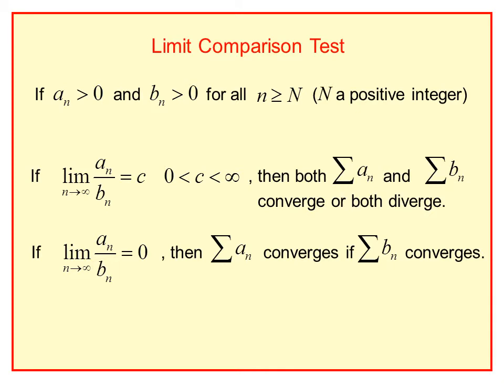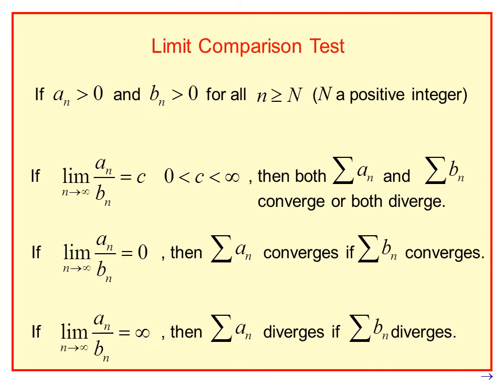If the limit as n goes to infinity of a sub n over b sub n equals 0, then the summation of a sub n converges if the summation of b sub n converges. If the limit as n goes to infinity of a sub n over b sub n equals infinity, then the summation of a sub n diverges if the summation of b sub n diverges.